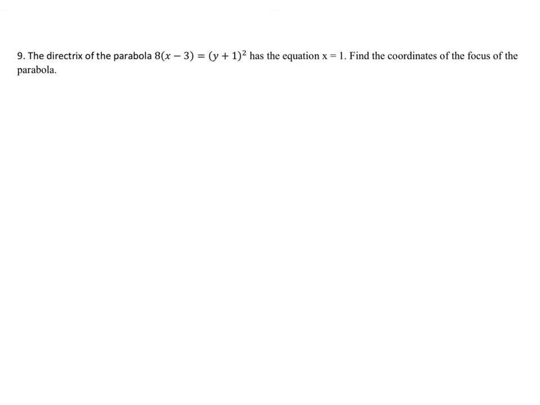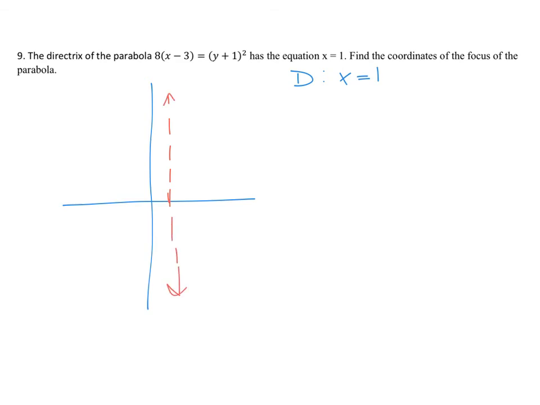The next question says the directrix of a parabola 8 times (x minus 3) equals (y plus 1) squared has the equation x equals 1. Find the coordinates of the focus of the parabola. Now, they tell you the directrix is x equals 1. So that means that on my graph, I have a vertical line at x equals 1. This also tells me that my parabola is opening up to the left or to the right, and I'm going to figure that out with the equation they gave me.